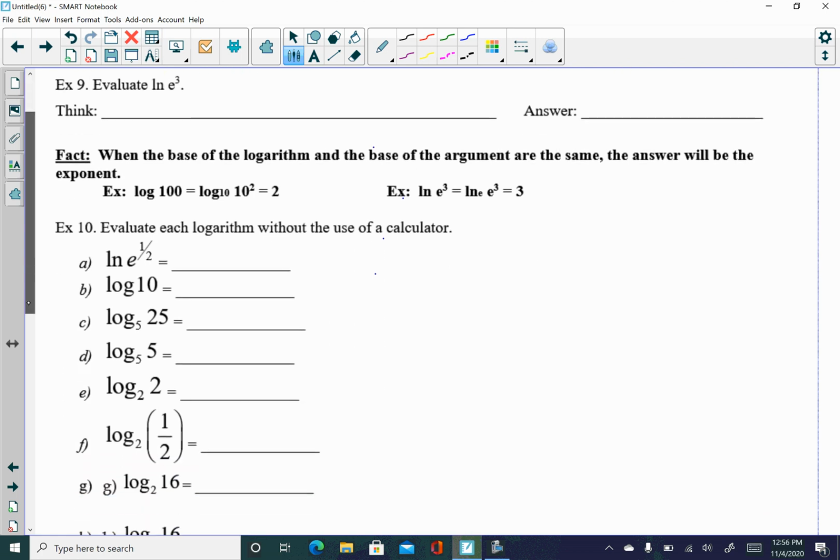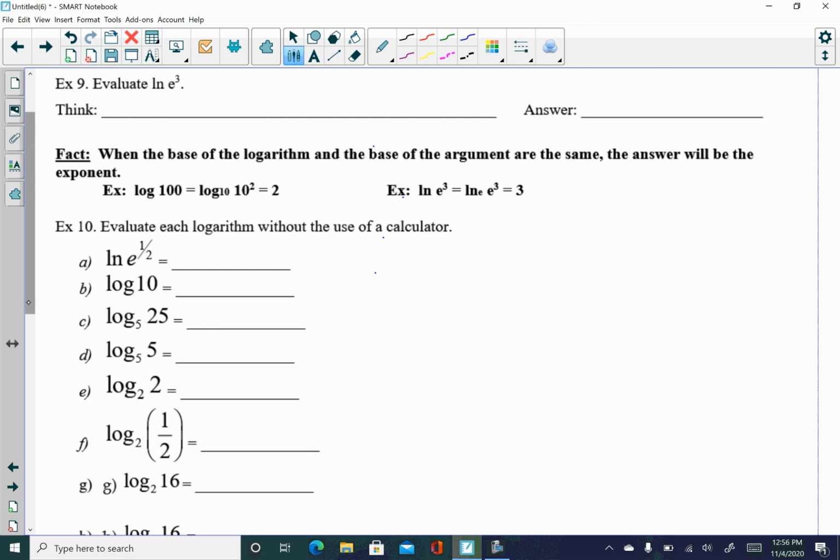And then I'm going to move on down here to this fact below. It says, when the base of the logarithm and the base of the argument are the same, the answer will just be the exponent. So a couple of examples that I've given you here. I used a common log here on the left and the natural log over on the right. So for that first one, I have log of 100. As I mentioned previously, if the base is not written, then it's assumed to be base 10. And so this is what this fact is saying, that when the base and the argument match up, your answer is just the exponent.